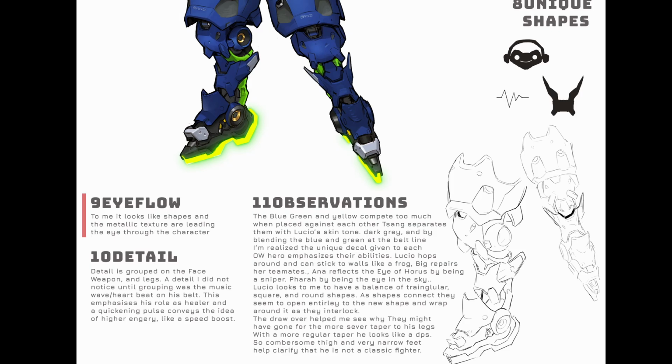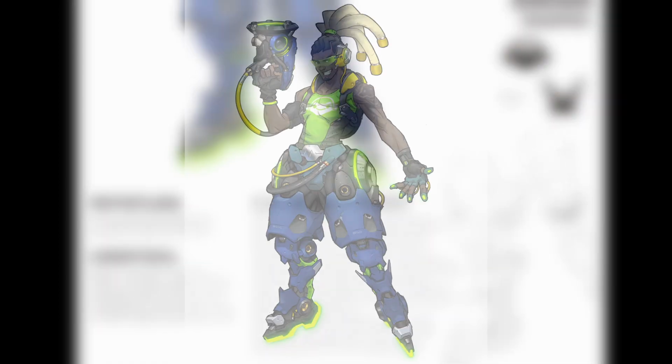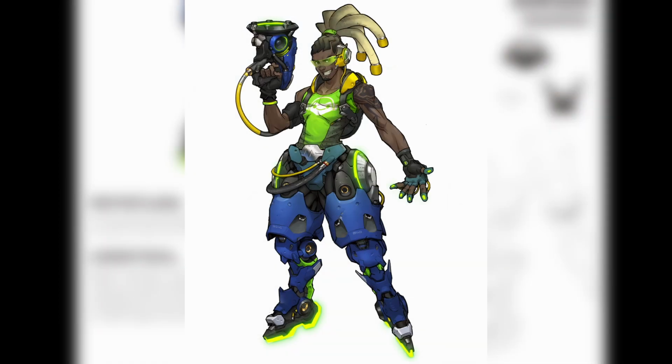So number 9 is eye flow. And this is something that I did when I was doing the Rivals and Overwatch comparison. And it's basically just mapping how your eye travels across a character. And I didn't realize how important this was until I saw how the Overwatch characters use it. And it's been super helpful for me when I'm designing characters that just feel kind of disjointed and confusing. You just map. This is a little bit of a mess, but you just kind of map as you're looking, like how are they using the details and the colors and the lines to direct your eye.